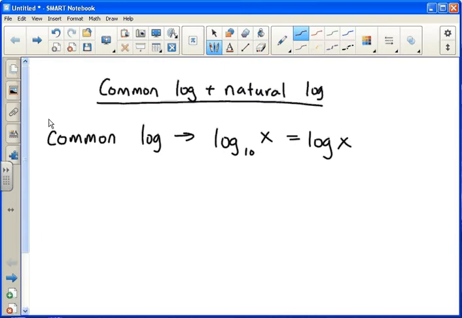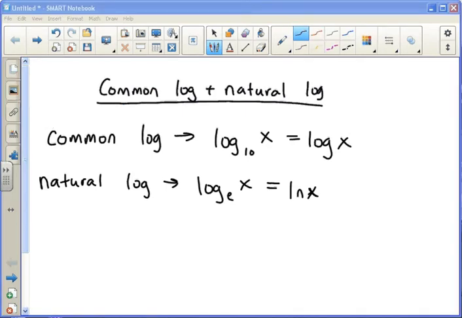The other one is the natural log. And this is actually log base e. Remember, e is in fact a number. It's 2.71 something. It does represent a number. And it's often written as just ln of x. Log base e is the same thing as the natural log of x. So it's important to remember that the natural log is the same thing as log base e. The base for natural log is e.